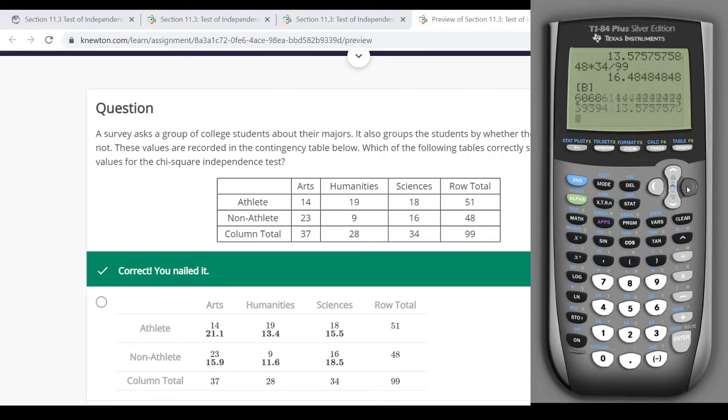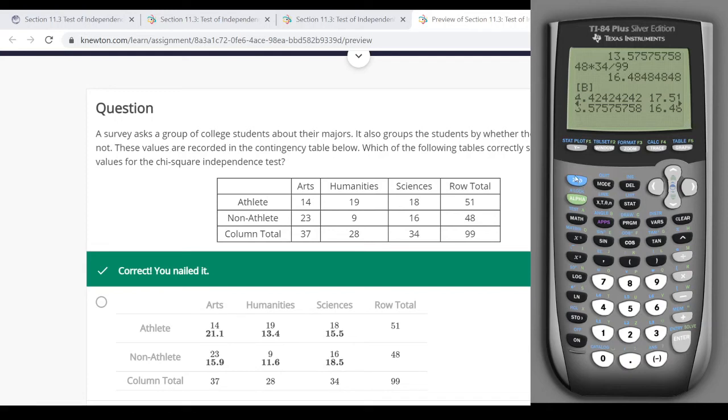13.5757, and then eventually I should see, there we go, keep scrolling right, 16.48. You're getting all those expected values that I got when I did it on paper, and it just does it for you, right? So you enter a matrix with your observed counts, go to Stat Test, run the chi-squared test, and then go back to the matrix menu and you can see all those expected counts. But it really doesn't matter, because when you run the test, you saw it gave me the test statistic, right?